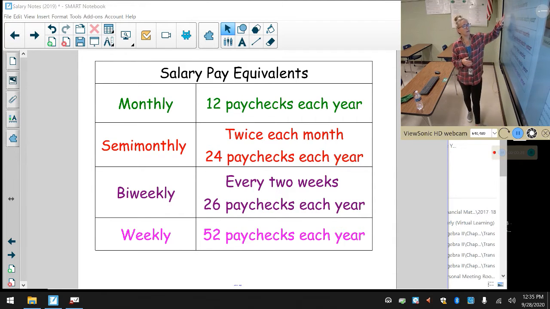You have your salary pay equivalents. Basically what I'm looking at is if you get paid monthly, which is common in jobs that earn commission, though we're talking about salary right now, that means you get 12 paychecks per year. If you get paid semi-monthly, that means you get paid twice a month, so you get 24 paychecks every year. If you get paid bi-weekly, that's every 2 weeks, meaning you get 26 paychecks per year. Weekly is 52 weeks in a year, so you get 52 paychecks each year.